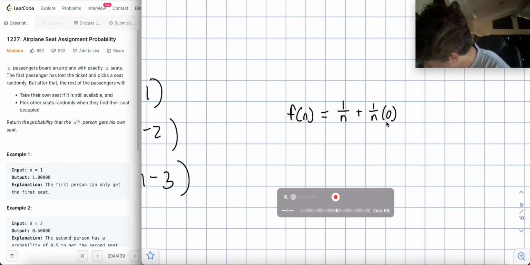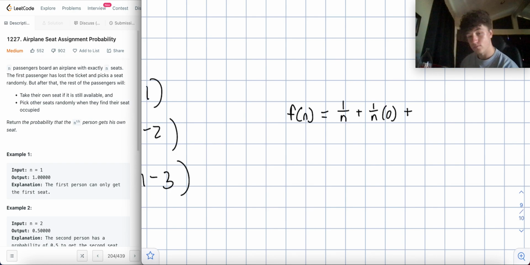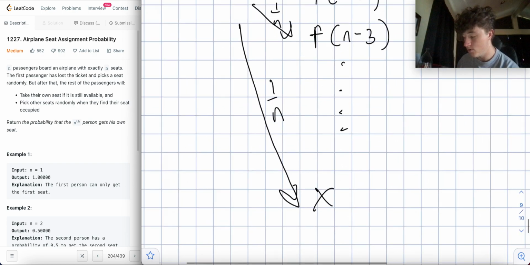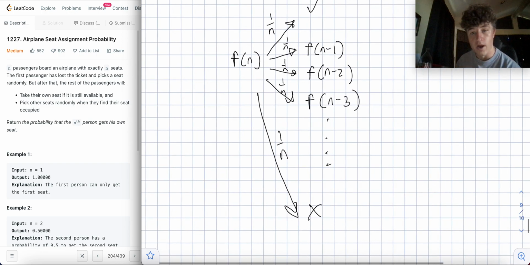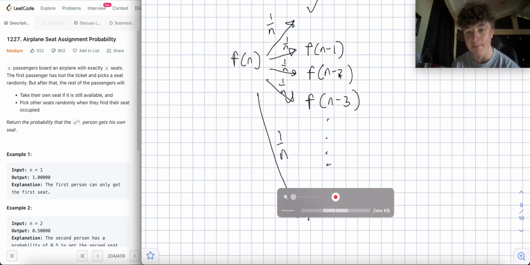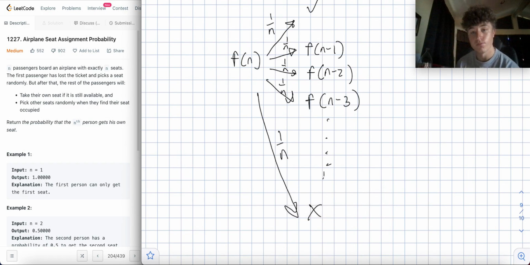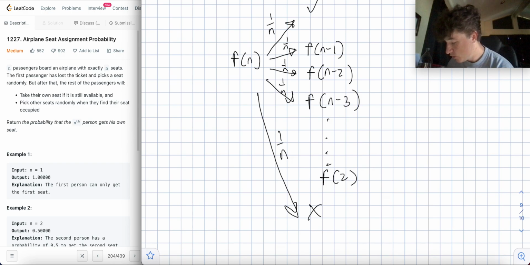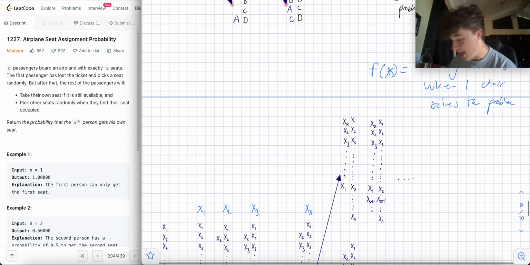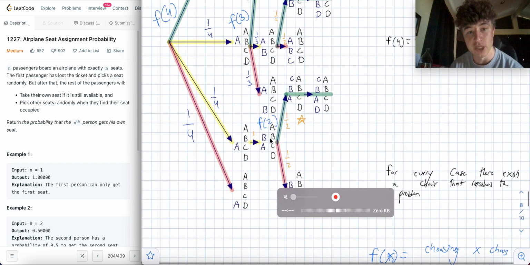And then I have this relationship here, where I'm going to try the n-1 person, the n-2, the n-3, all the way to f of n-2, or f of 2. Right, and you can see that here. I always go down to f of 2. There's nothing lower than f of 2, right?